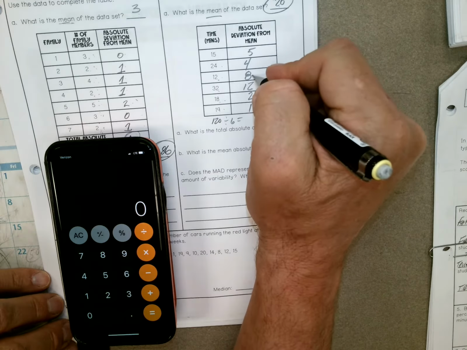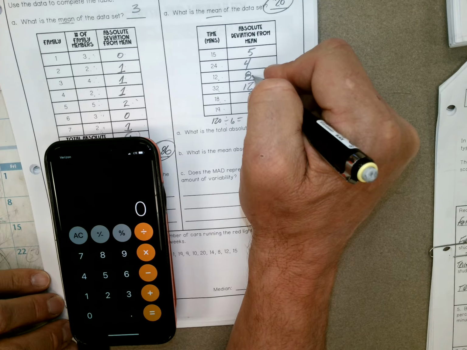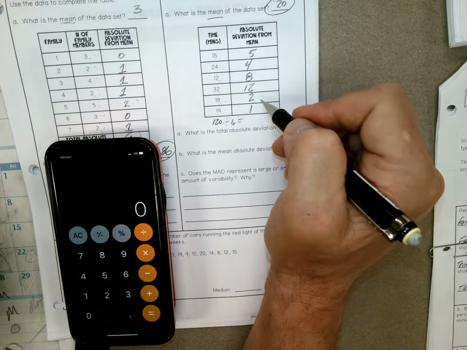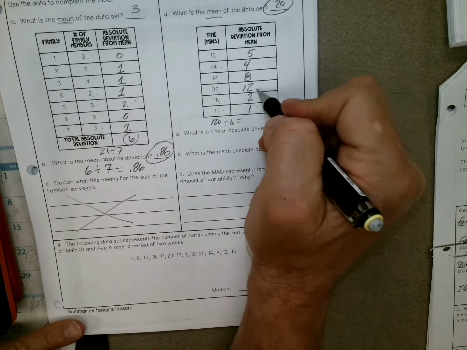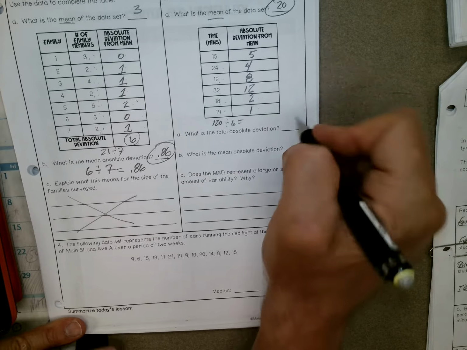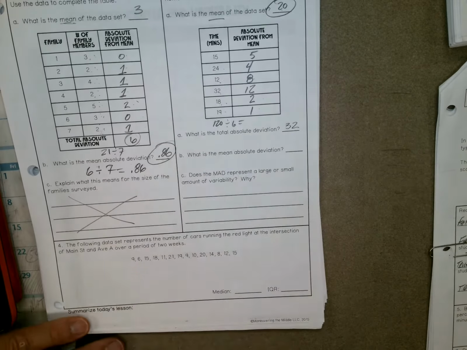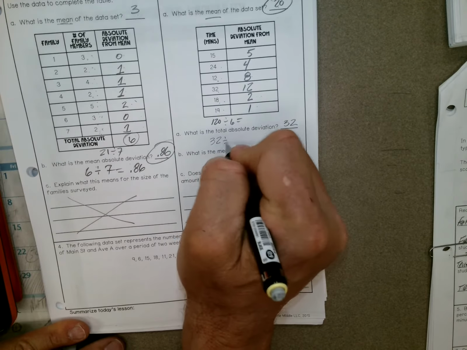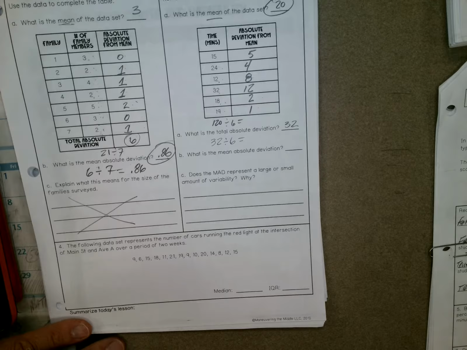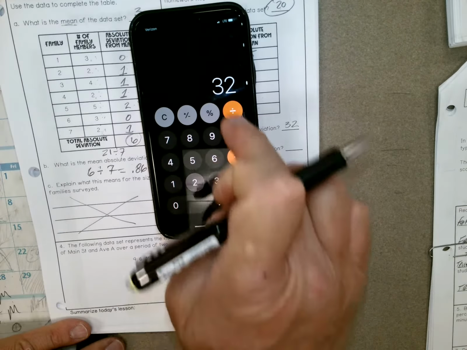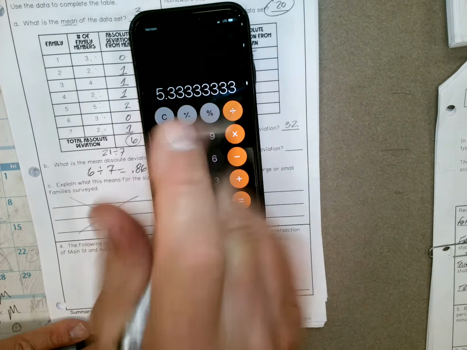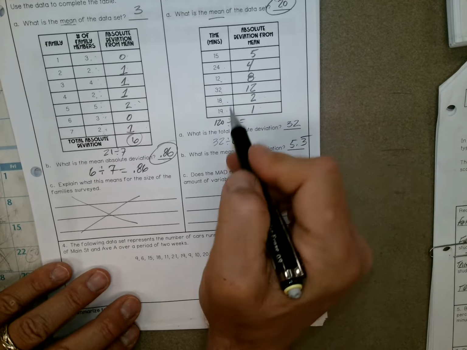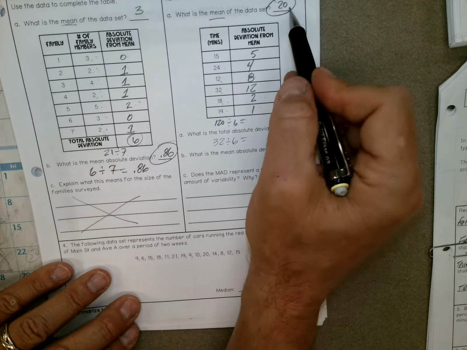This is 9, 9 and 8 is 17, 18, 19, 20. Okay. 20 and 12 is 32. Now, we take 32 and we divide it by 6. All right, and if I take that 32 and I divide it by 6, I end up with 5 and 3 tenths repeating. And that is the average distance each one of these numbers are from the mean.